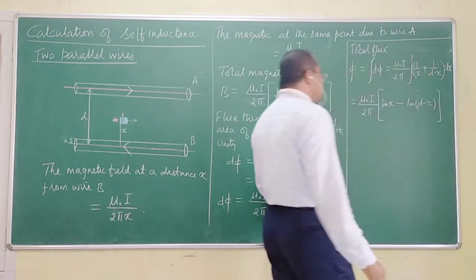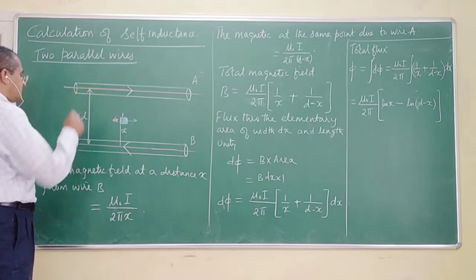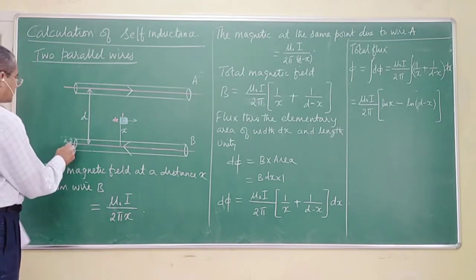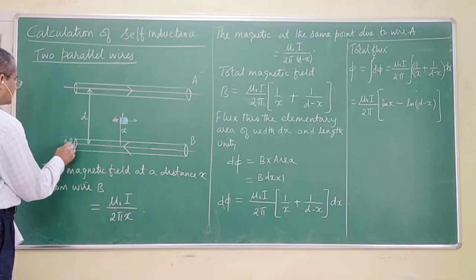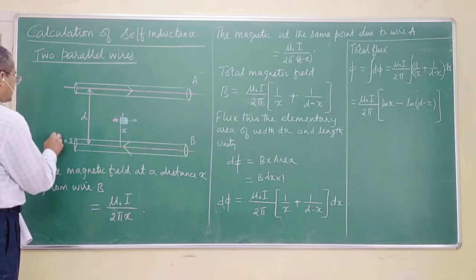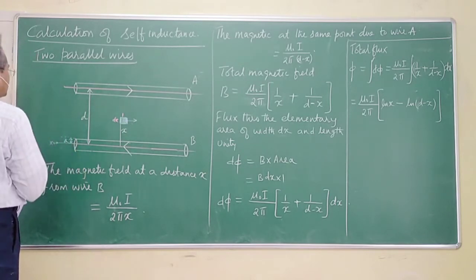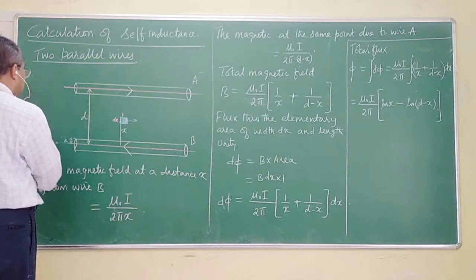Now I have to apply limits, because from this point to this point I have to take. Supposing I take this reference as x is equal to 0. Okay, this will be x is equal to a. Is that okay to you? Then what will be this distance equal to?